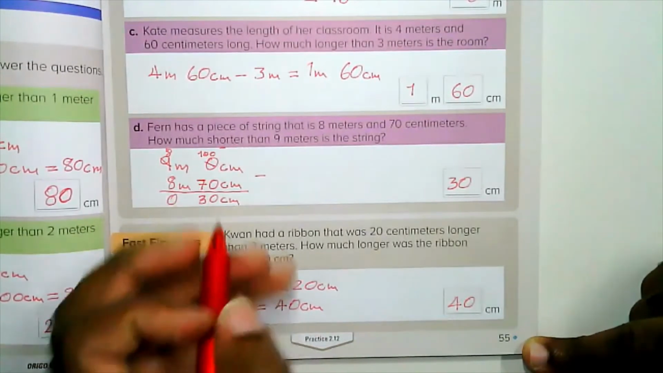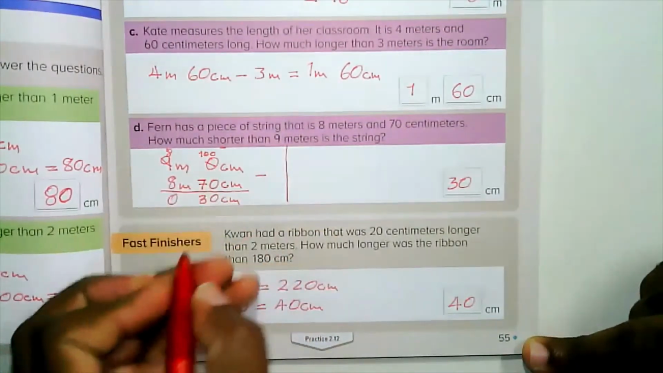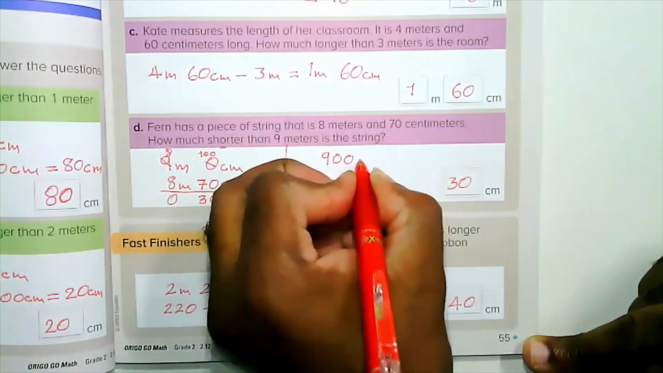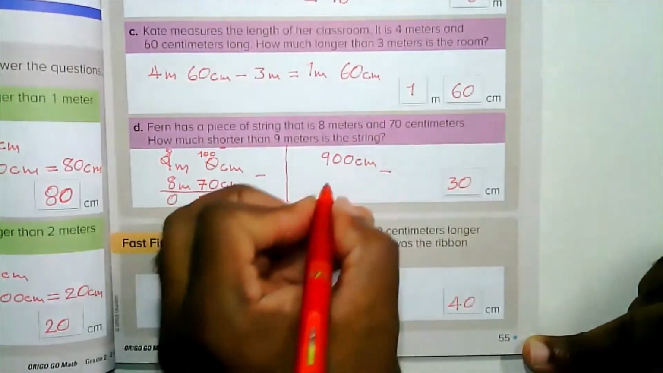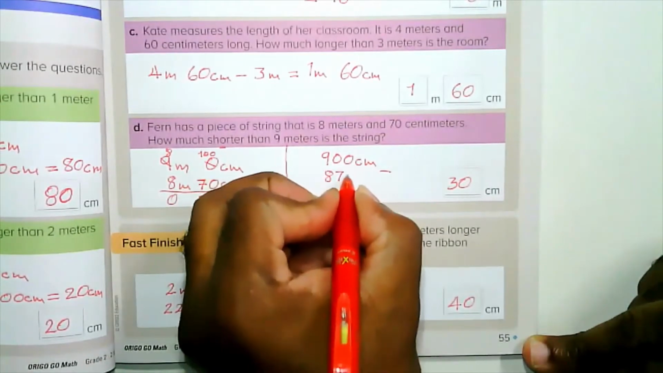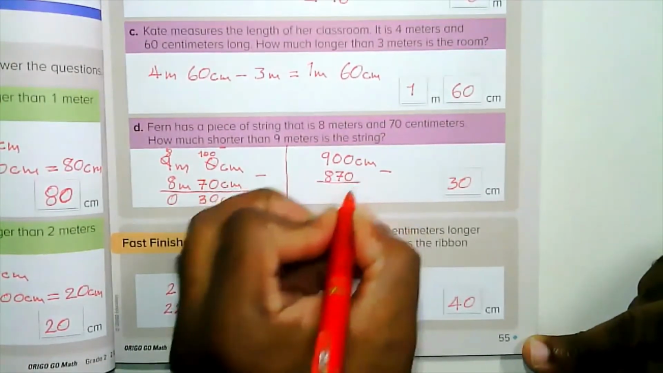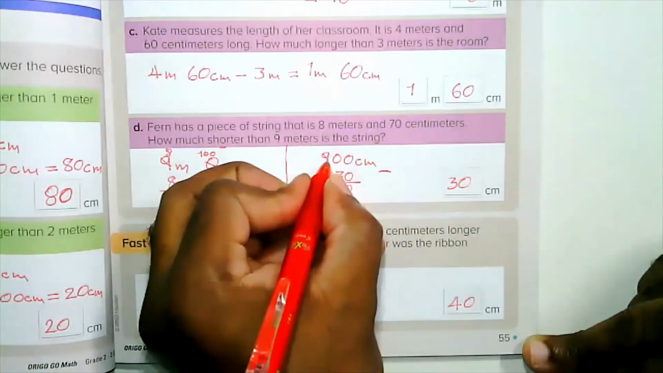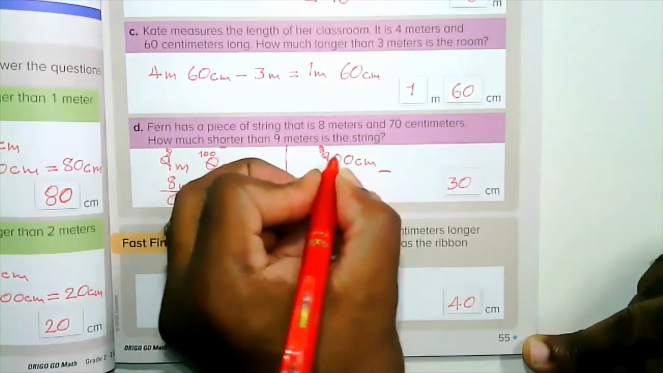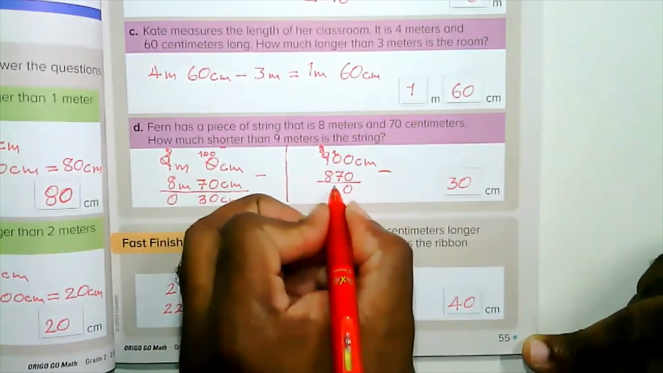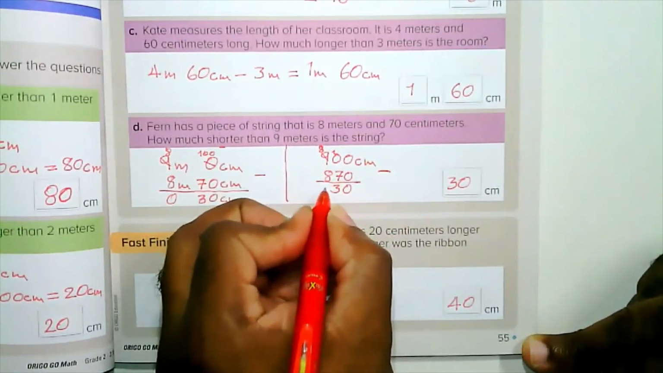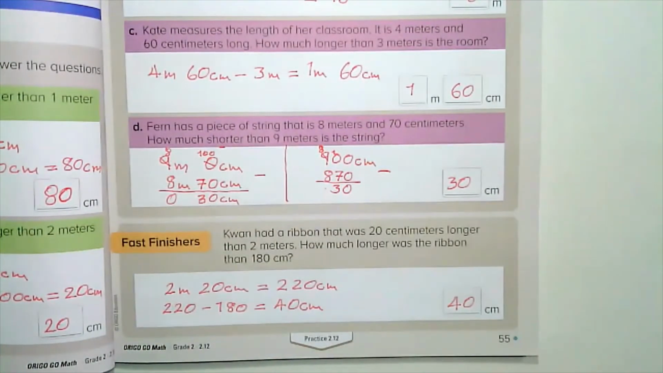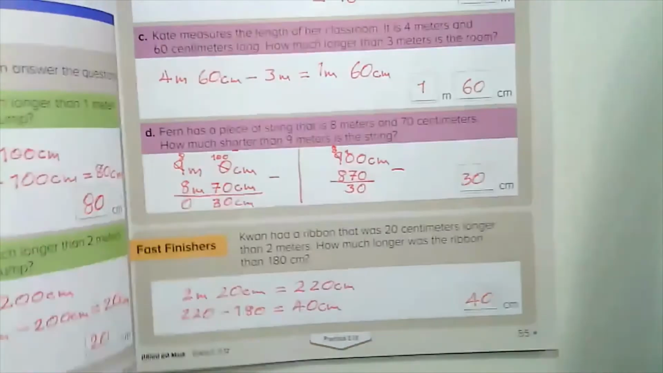And for part D, we can also use another method, convert to centimeters, which would be 900 centimeters minus 870. Subtraction, we borrow 1 from here, remain 8, put it here, 10. 10 minus 7, 3. 8 minus 8, 0. So we get the same answer. So now let's go on to the practice.